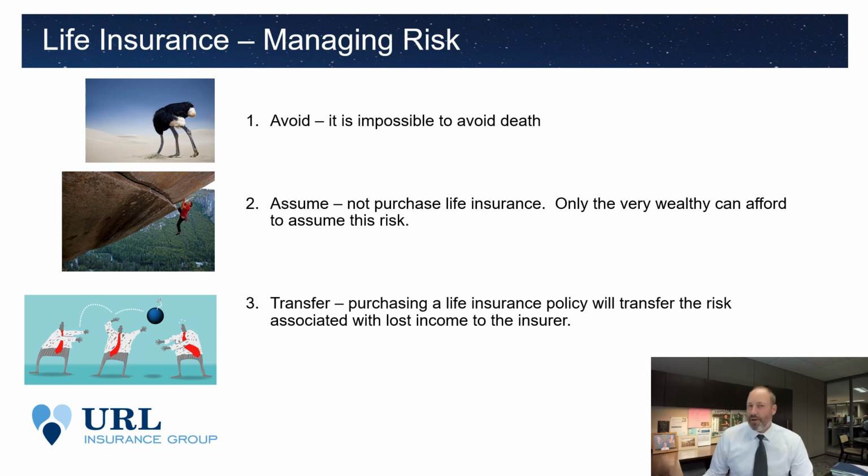Life insurance is really about managing risk, and there's different ways to manage risk. There's avoiding it, assuming it, and transferring it. So when we're talking about life insurance, avoiding it's impossible. We can't avoid death. It's going to happen. We can assume risk, which is not to purchase life insurance, and only the very wealthy can afford to assume risk. And then obviously we can transfer risk. Purchasing a life insurance policy will transfer the risk associated with lost income to the insurer.